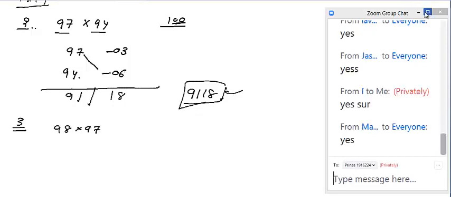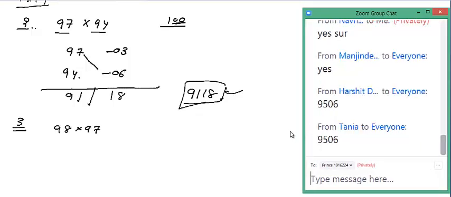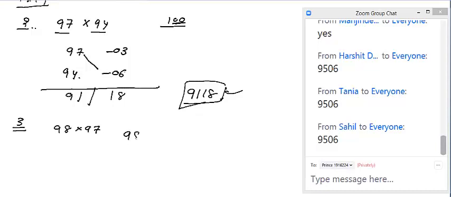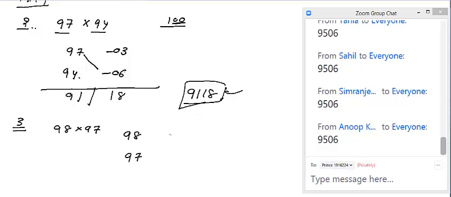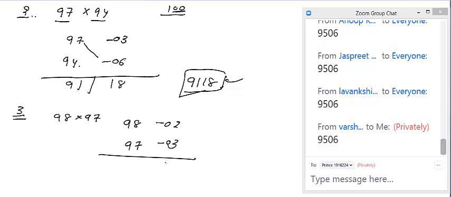Do it fast. Next example, 98 into 97. Use this concept. Hurry up, within seconds. Yes, very good. Tanya, you have done excellently. 9506. Very easy. 98 and 97, the deviations are 02 and 03. Now 2 times 3 is 6. You know that you will write in two digits because the base is 100, so you write 06. Always write in two digits.